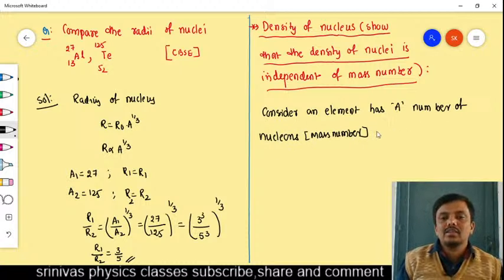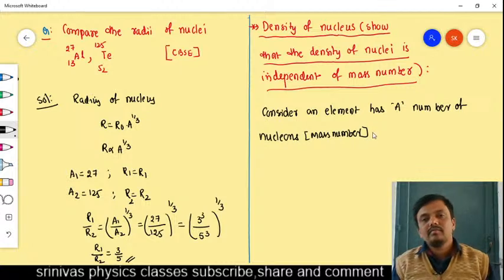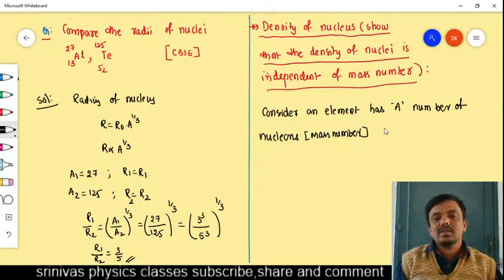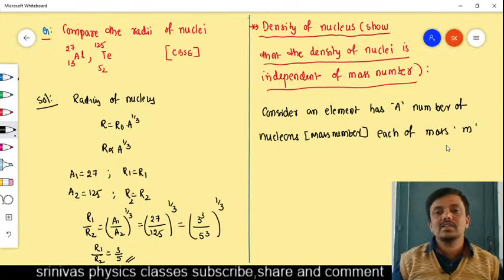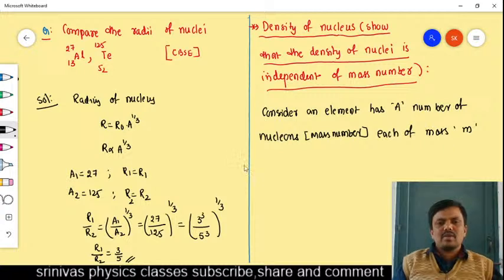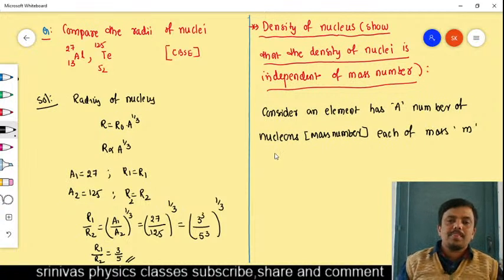Each nucleon mass is small m. Nucleons means protons and neutrons. The protons and neutrons have almost the same mass, which we are taking as small m, nearly 1.66 to 1.67 times 10 to the power of minus 27 kg. One proton or neutron mass is small m, and the nucleus has A nucleons.